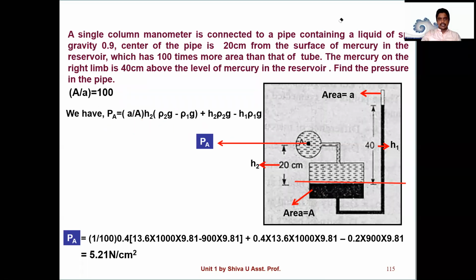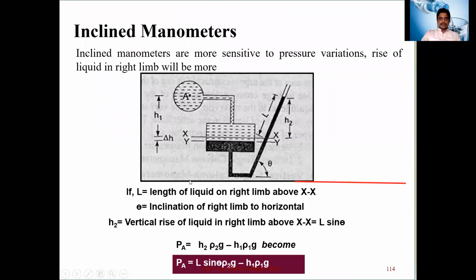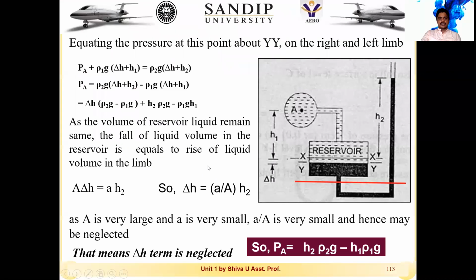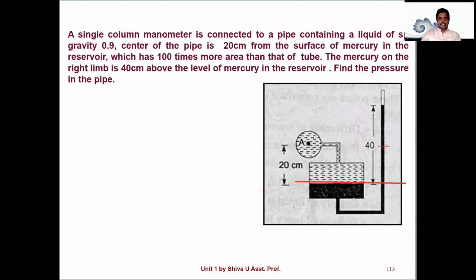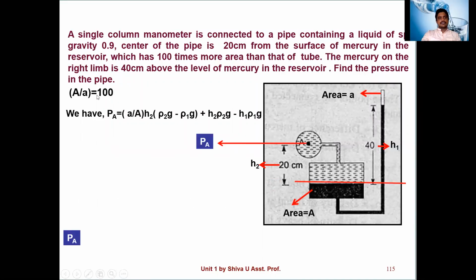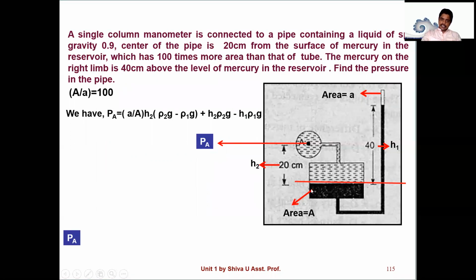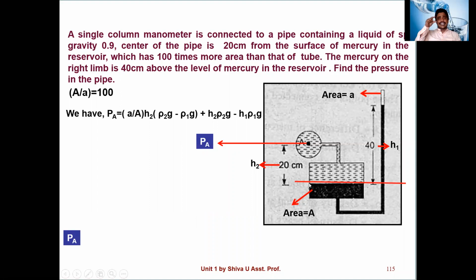Or else let us go back to the previous one and see there. So delta H is equal to small a by capital A into H2. This formula is being applied here in this numerical. So I have applied a by A into H2, that is delta H, into rho 2 G, that is the density of this particular fluid into G into delta H, minus, there is again one more variation because of the reservoir, a very slight variation.